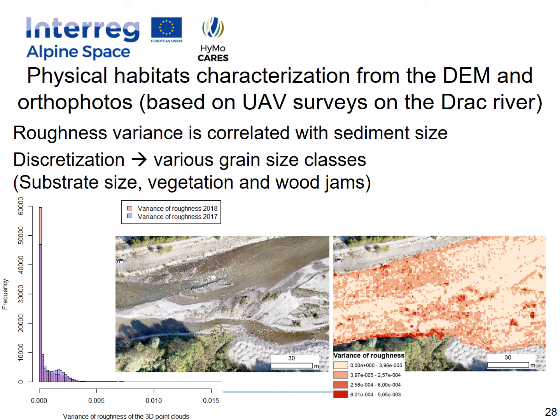Values are very low because the roughness indicator was calculated in meters, but the meaning of the classes remains identical. The lower the variance of roughness is, the smaller the sediments are. The highest values group together some large sediment with pioneer vegetation and large wood jams.